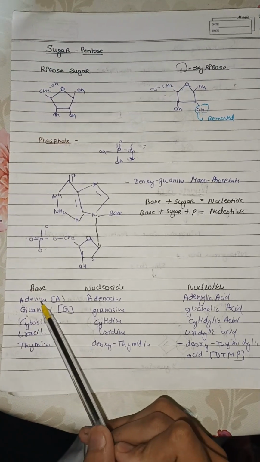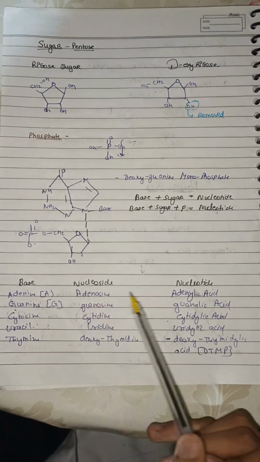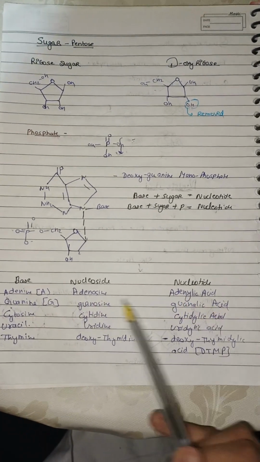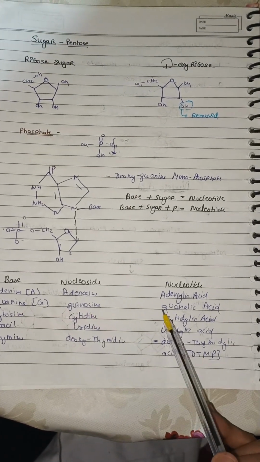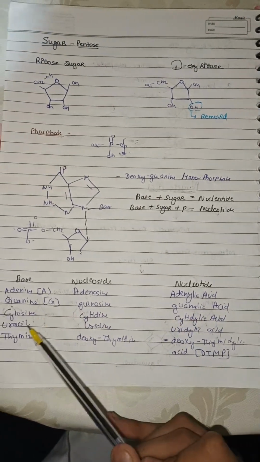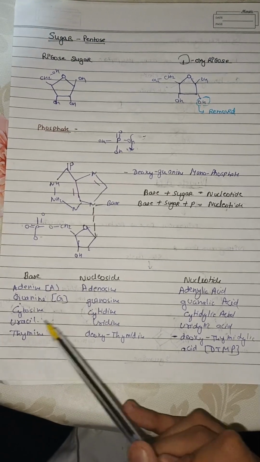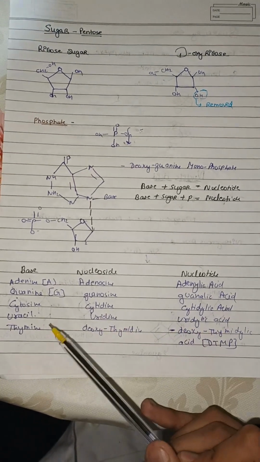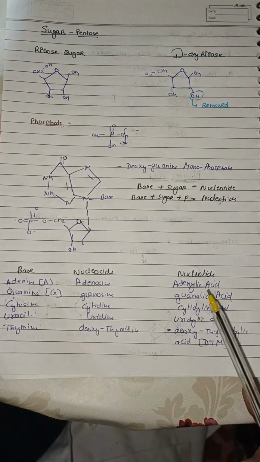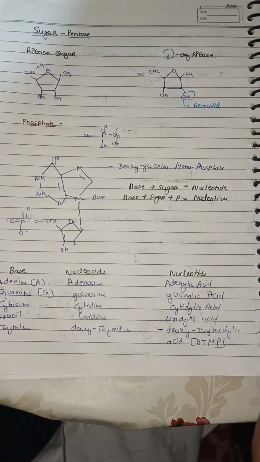If the base is adenine and the nucleoside is adenosine, the nucleotide will be adenylic acid. If the base is guanine and the nucleoside is guanosine, then the nucleotide is guanylic acid. Like uracil: if the base is uracil and the nucleoside is uridine, the nucleotide is uridylic acid. The difference is that thymine is present in DNA whereas uracil is present in RNA.